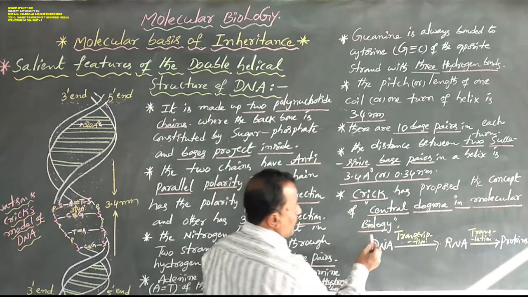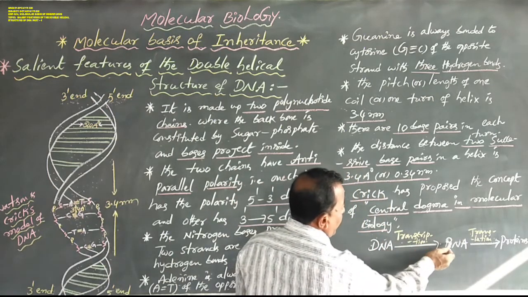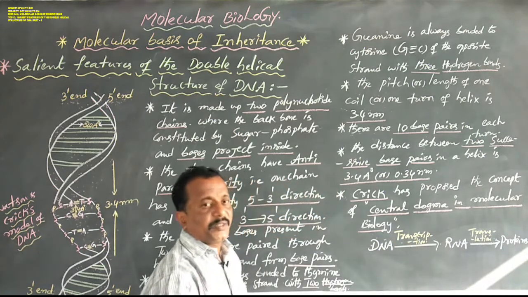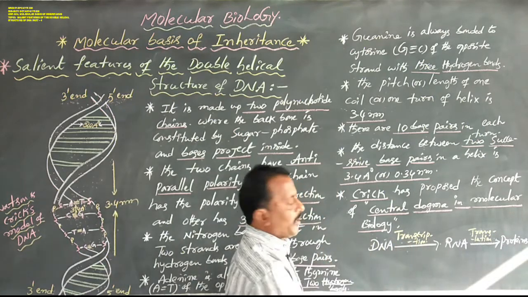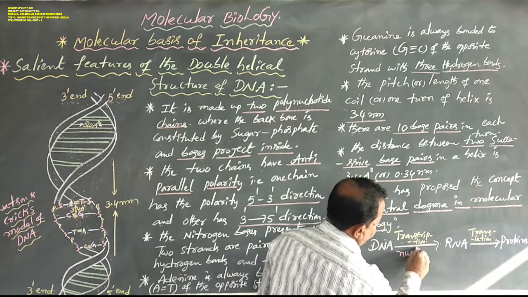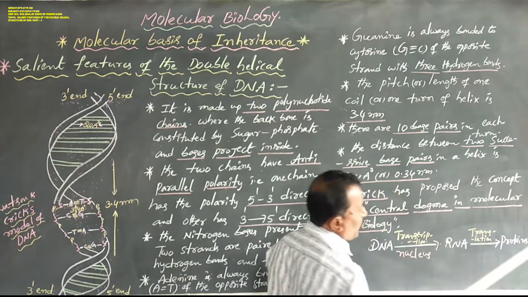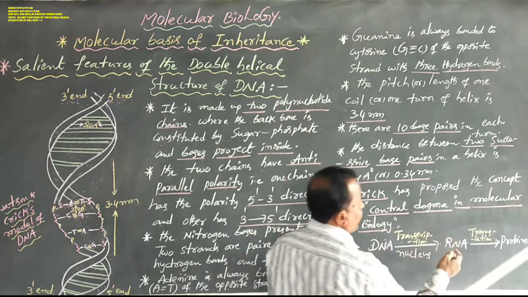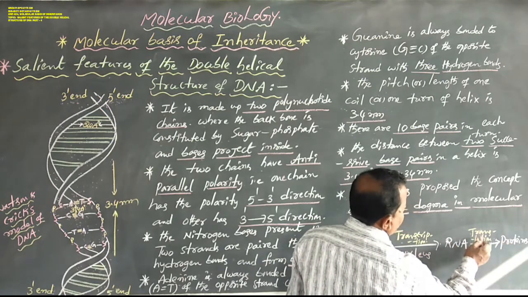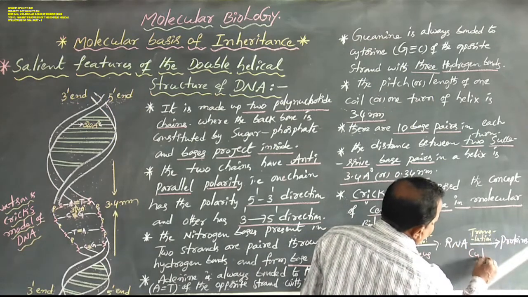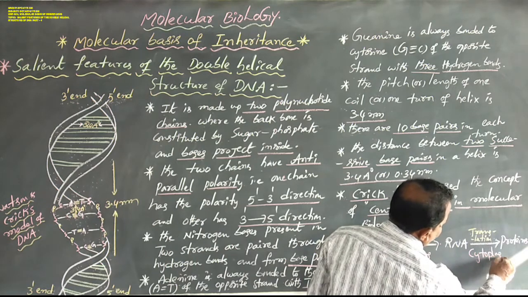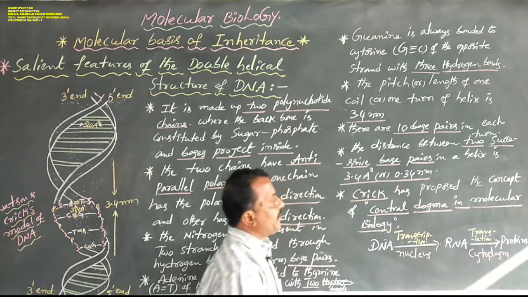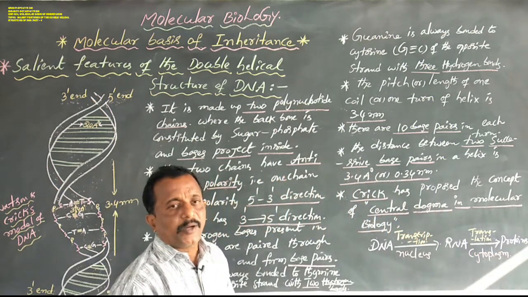The genetic information transferred from DNA to RNA is called transcription, and it occurs in the nucleus. The genetic information transferred from RNA to proteins is called translation, and it occurs in the cytoplasm. This is the central dogma in molecular biology.